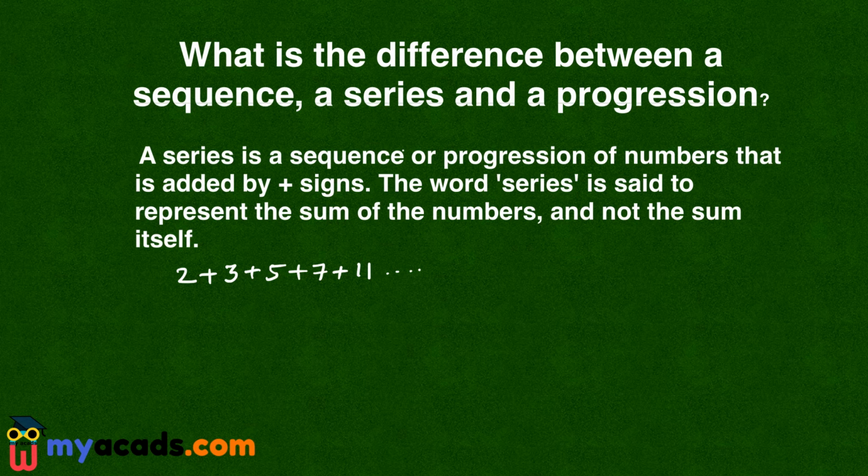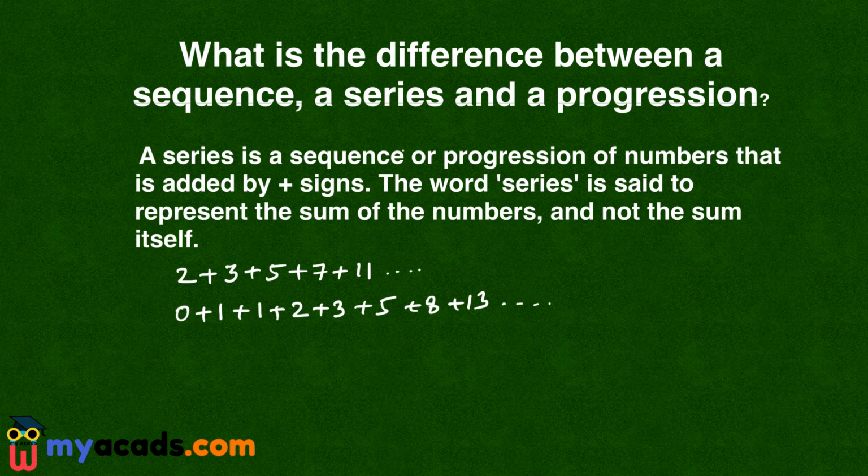For example, my series of Fibonacci numbers. My first term is 0, then plus 1, then plus 1, then plus 2, then plus 3, then plus 5, then plus 8, then plus 13. So this is my Fibonacci series. These are the terms of the Fibonacci sequence followed by a plus sign.